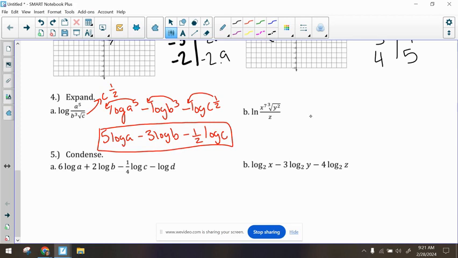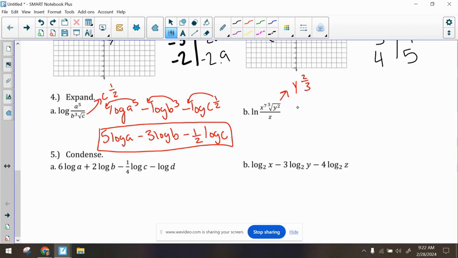B is going to be the same thing. Again, I see 3 variables. I know I'm going to need 3 different logs. Even though this is a natural log, that's totally fine. It's a type of log. I'm still going to separate it out. No need to change it to log base e. Cube root of y squared is really y to the 2/3.